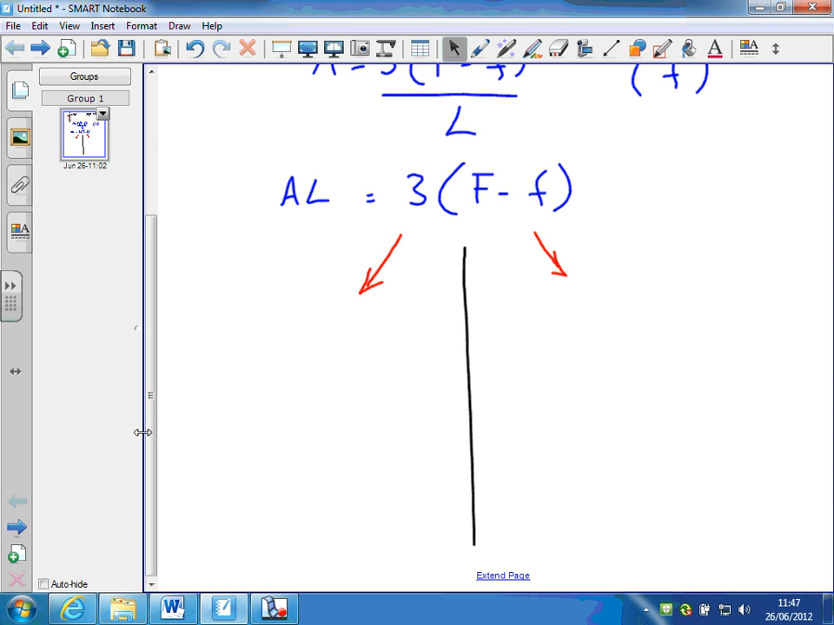So first of all, let's try leaving the bracket on the right hand side. So that means the whole term, capital F minus little f, has been multiplied by 3. So divide both sides by 3 and we get AL over 3 equals capital F minus little f. So now we're trying to isolate little f. It's negative, so what do we do with that? And then carry on from there, see if you can finish it.